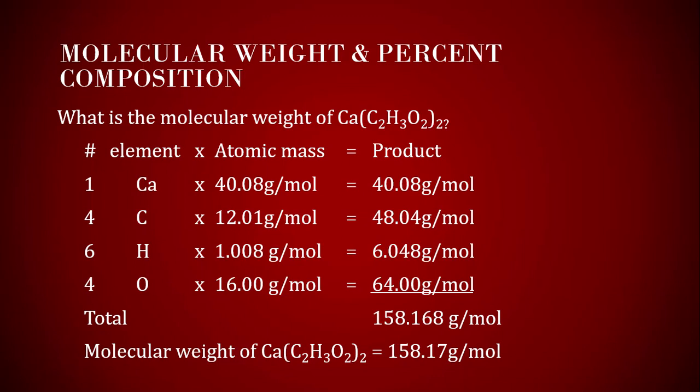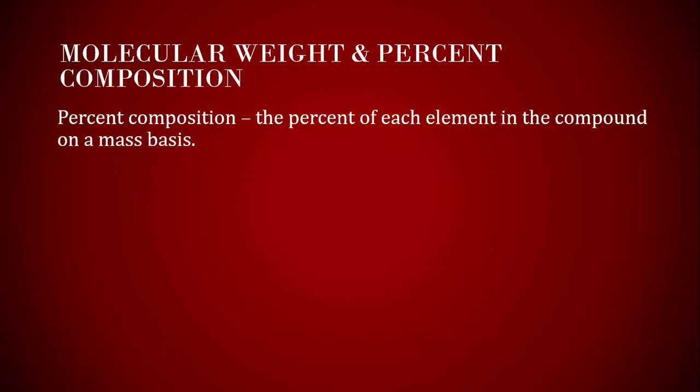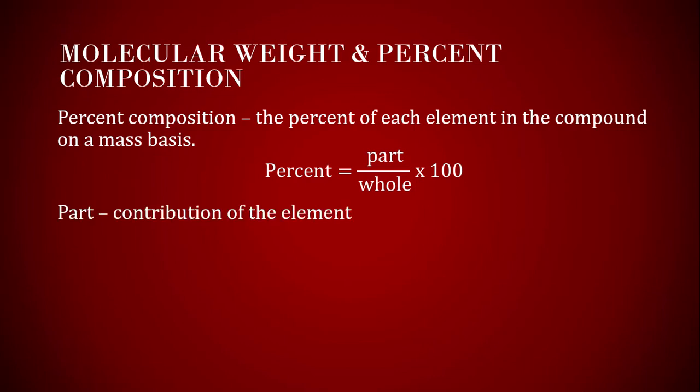Now, with this being set up this way, it makes the next part of this lecture easy to set up, and that is on percent composition. Percent composition is the percentage of each element in the compound on a mass basis. We're dealing with a percent. A percent is the part divided by the whole times 100. Here, the part is the contribution of the specific element you're looking at. The whole is the molecular weight.